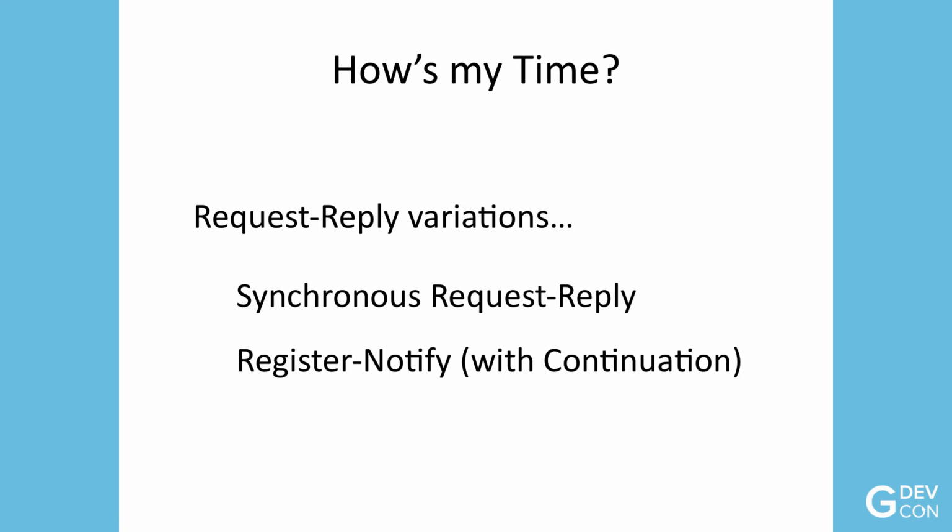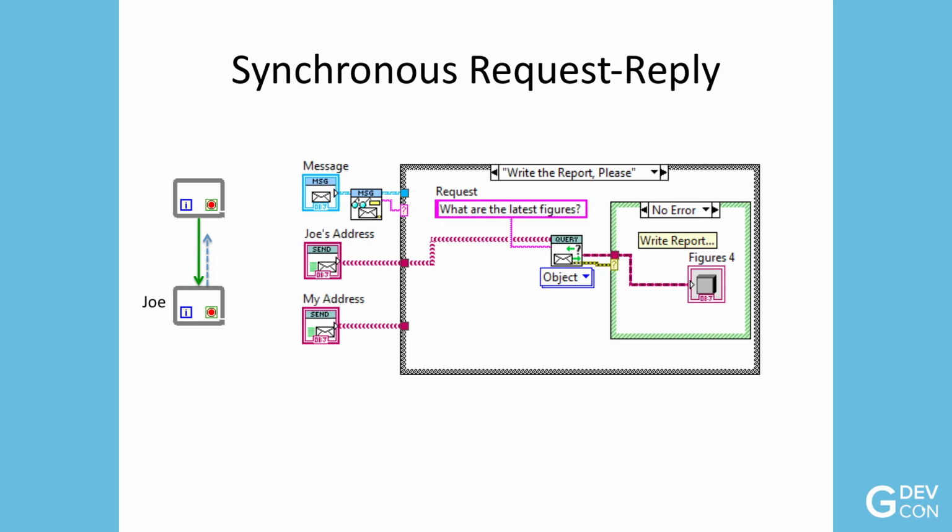And I can figure out if someone says 5 minutes what they mean. But a message handler is a much simpler thing, and it works much better to give a more explicit continuation. So here's synchronous request-reply. Again, I'm writing my report. What are the latest figures?